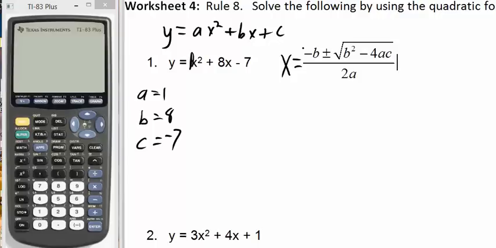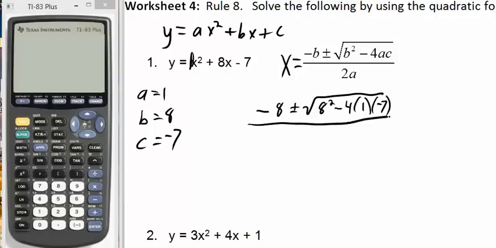So minus B would be negative 8, plus and minus, so that means we're going to have two problems to do here. B squared would be 8 squared, minus 4 times whatever A is times whatever C is, all over 2 times whatever A is, which is 1.